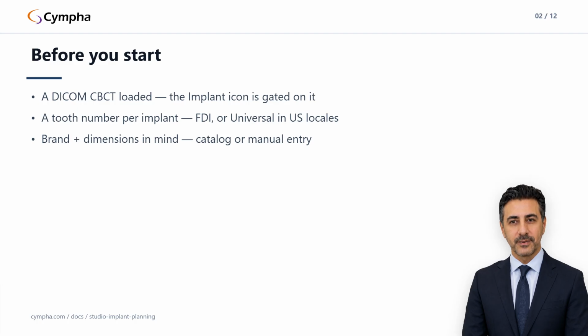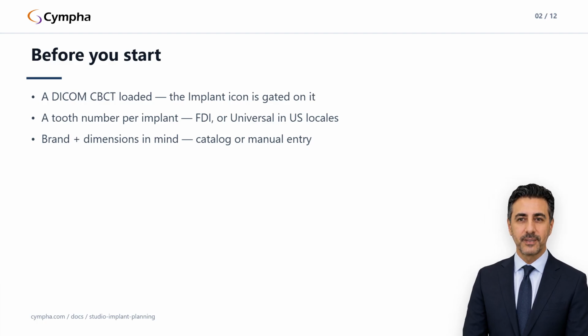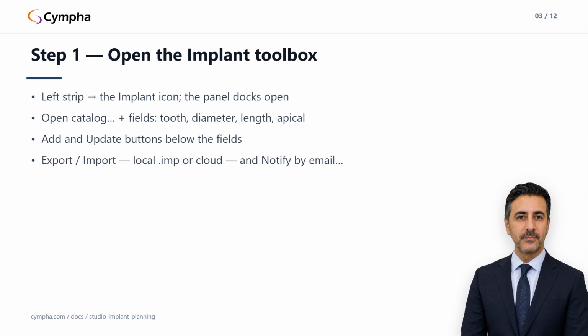Click the implant icon on Studio's left strip, and the implant panel docks open. Take 10 seconds to read its anatomy, because everything in this lecture happens inside it. At the top, open catalog. Below that, a row of input fields: tooth number, diameter, length, apical diameter, brand, and catalog ID. Then the 2 verbs of this workflow, add and update.